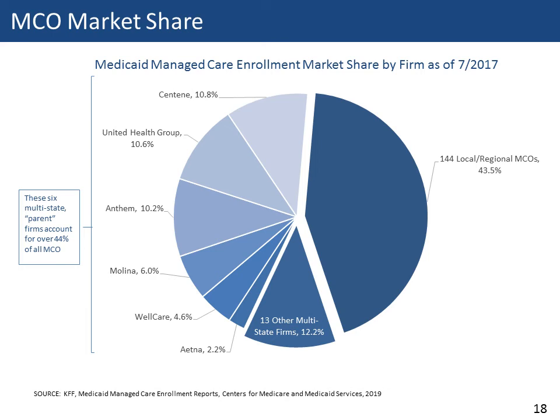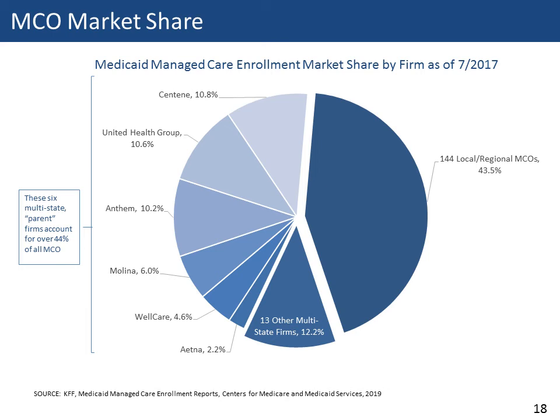On the right-hand slide are what we would call local or regional managed care organizations, and there are 144 of those as of this slide's making, accounting for a very similar share of the overall market, about 44%, give or take. And then the remaining 12% are 13 multi-state firms, similar to the ones on the left-hand side, but simply with a smaller market share.